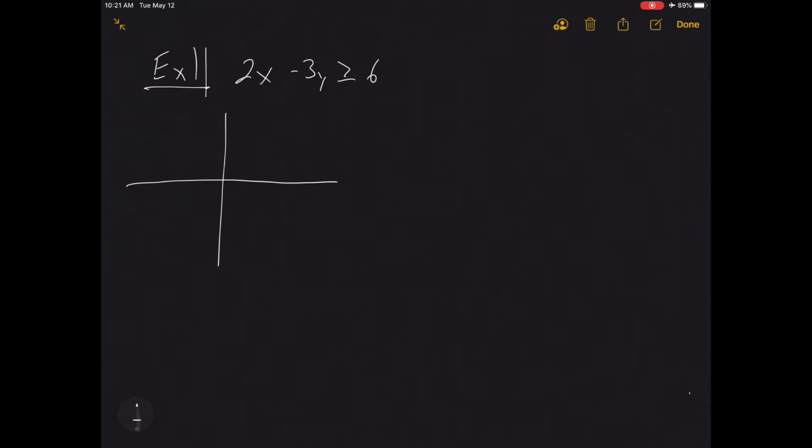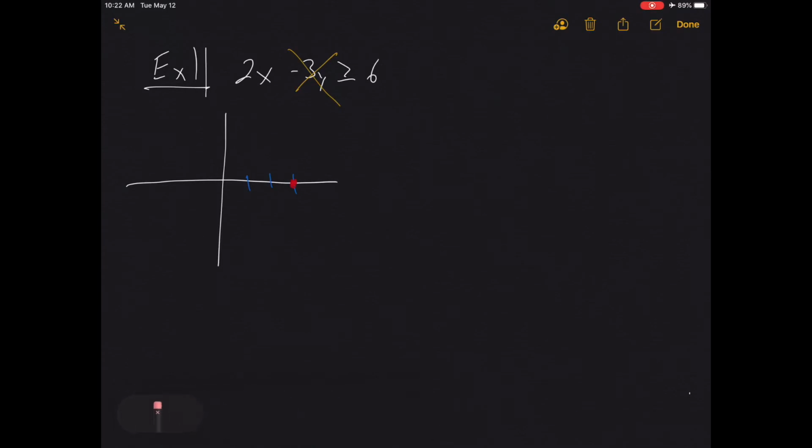Remember that the idea was, if I was to simply cover up the negative 3y, and I'm going to erase this in a second, if we eliminate that, all you have left is 2x is greater than or equal to 6. Well, you would solve that for x by dividing by 2. So if you divide both sides by 2, you would get that x equals 3. So on our graph, I have a value here of x equals 3. That's your intercept.